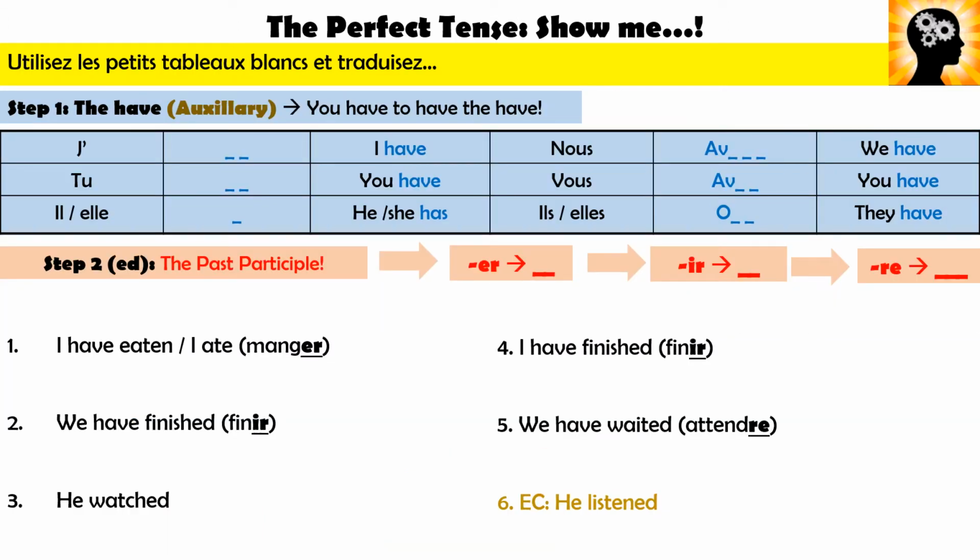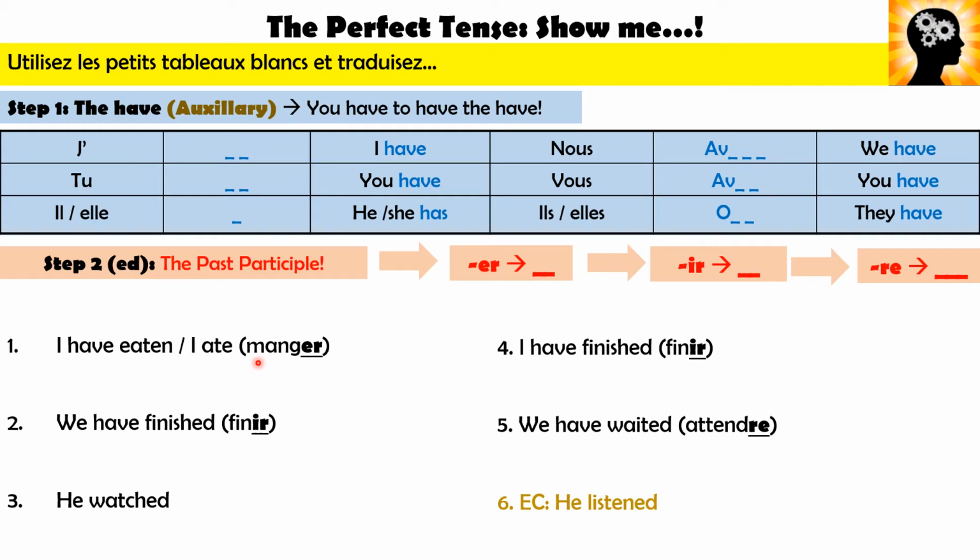Let's look at some examples then, guys. I'm going to show you how it's done. So you have to have the have. This is a must know. So I've taken away the conjugation. You should know this off by heart. And then what did I say the ER changed to? What did the IR change to? What did the RE change to? Let's put it together and see what we've got.